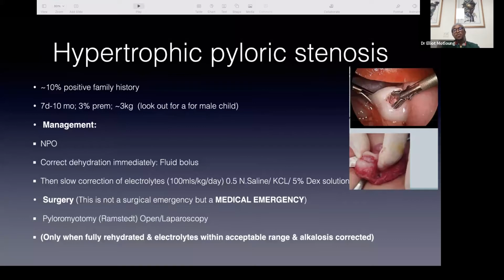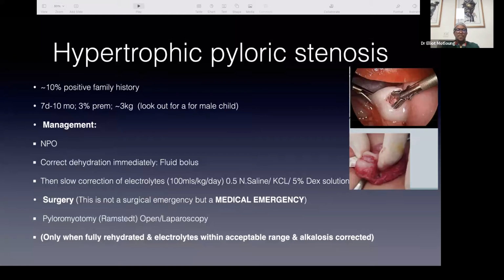And the solution we use is 0.5 normal saline, not a full normal saline. It should be 0.5 normal saline with 20 to 30 milliequivalents of KCl and dextrose solution. Most hospitals have that solution, but if you do not have it, you can actually create it. And then once you have corrected the electrolyte abnormalities, we can transfer the patient for surgery.